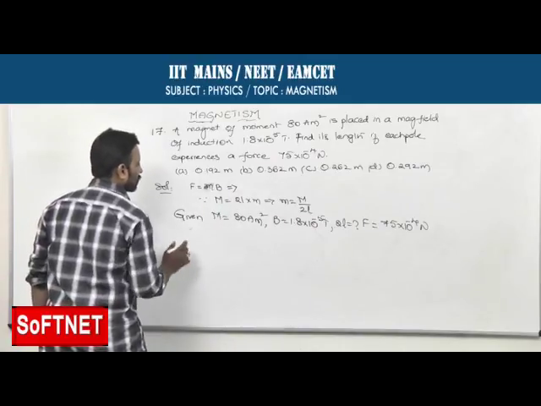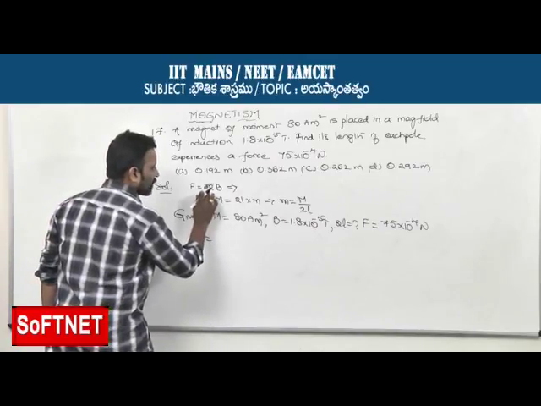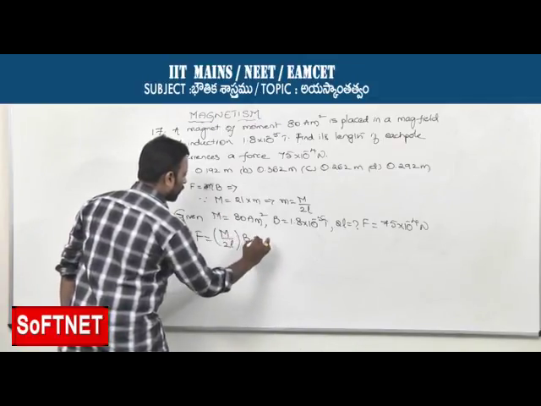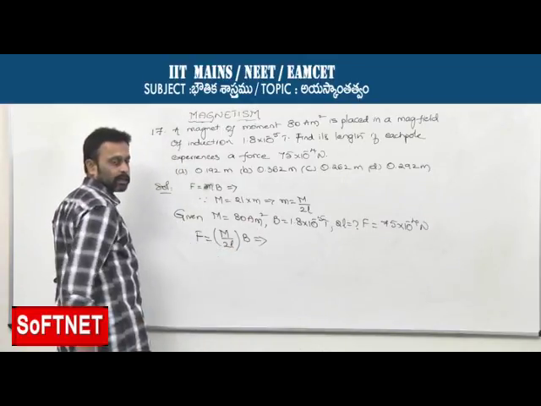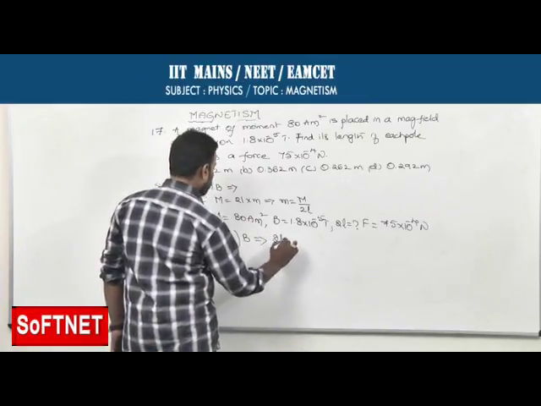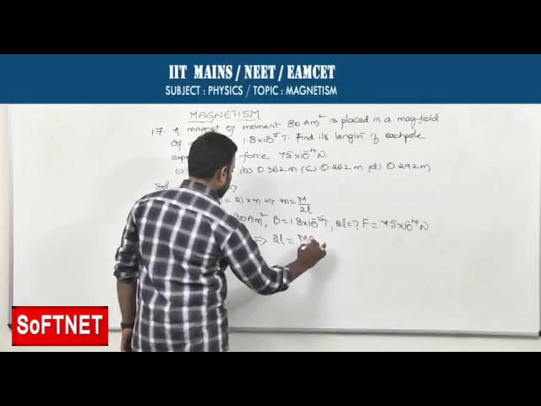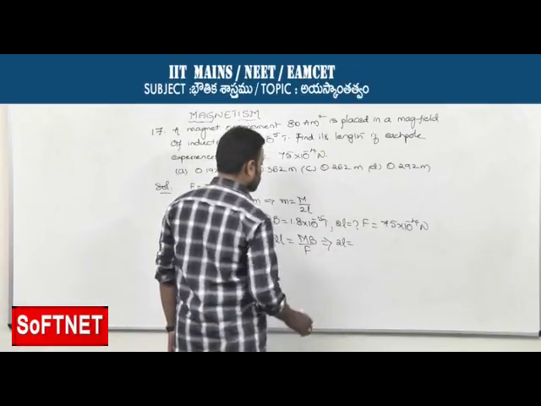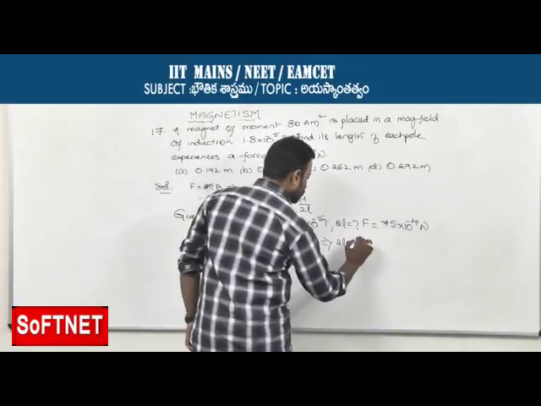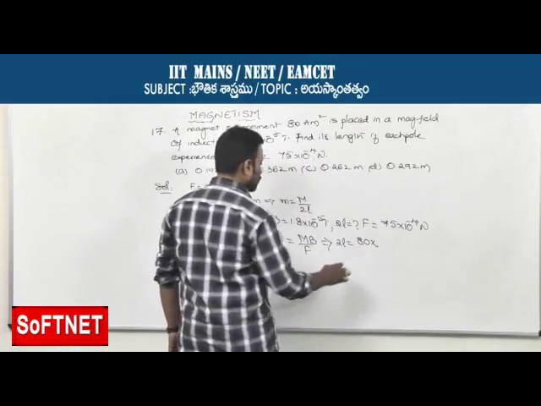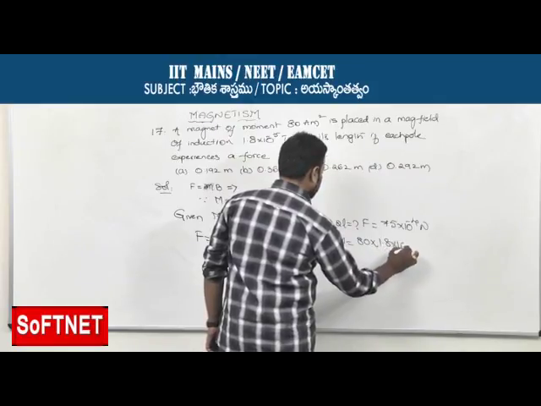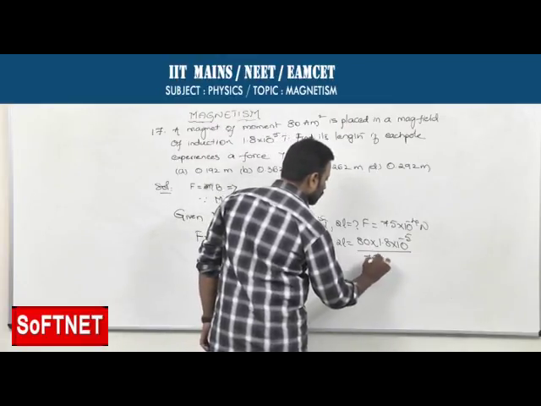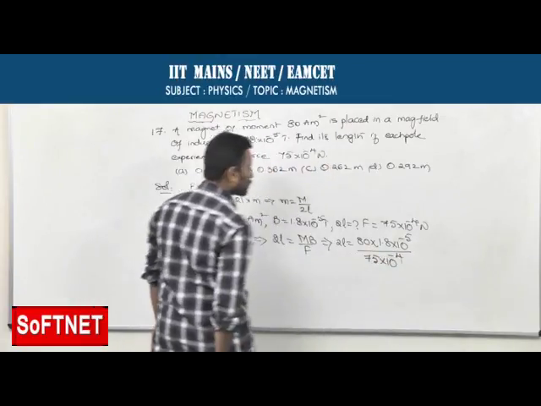Now look at this relation. F is equal to, in place of small m, I am writing M by 2L, into magnetic induction. You are asked to calculate the length of the magnet. So take out 2L from that, it becomes M into B by F. Now substitute the values. From this, 2L is equal to, M is given as 80, induction B is given as 1.8 10 power minus 5, by the force as 75 10 power minus 4.